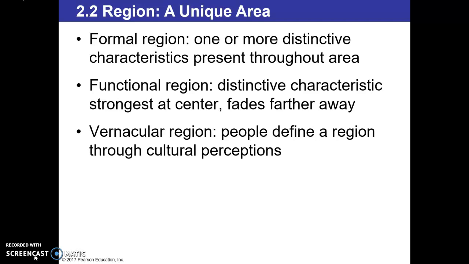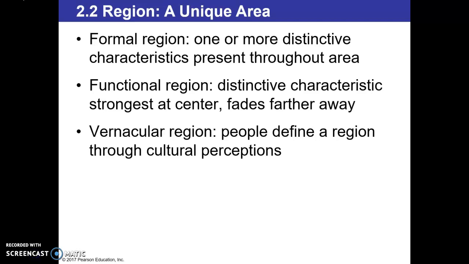There are 3 distinct regions described in your textbook. The first region is a formal region, also known as a uniform region. It's an area within which everyone shares one or more common distinctive characteristics, typically characteristics that cannot be debated. They could share a common language, maybe an economic activity like the production of a specific crop, or maybe some type of environmental property like climate.